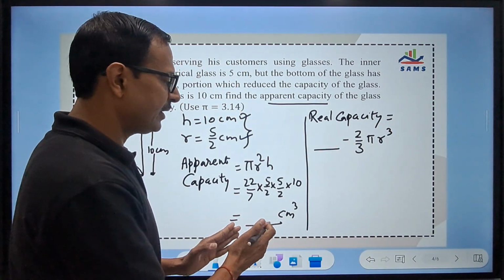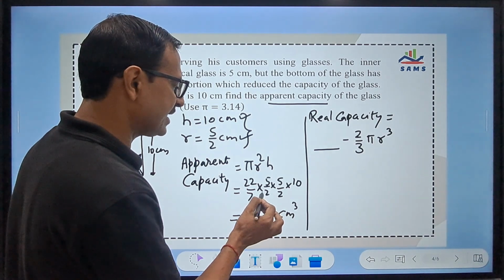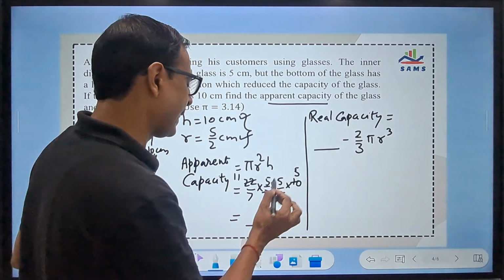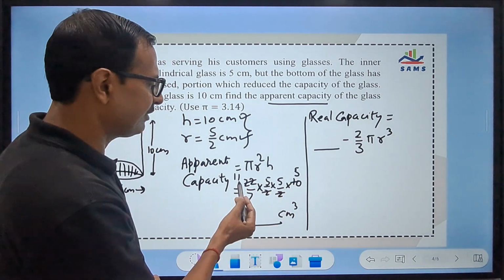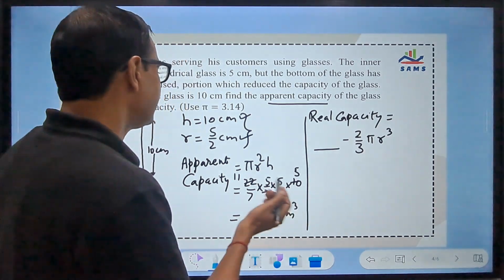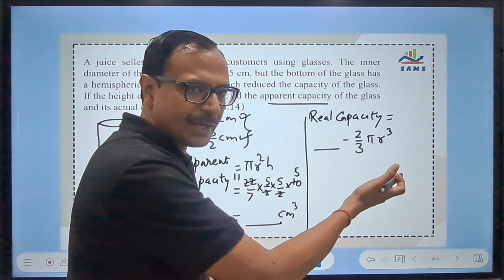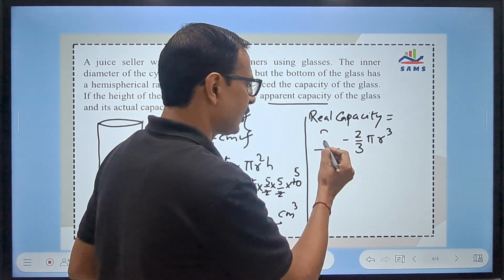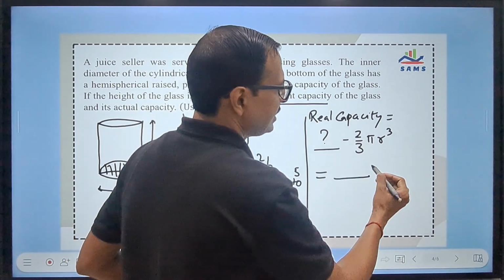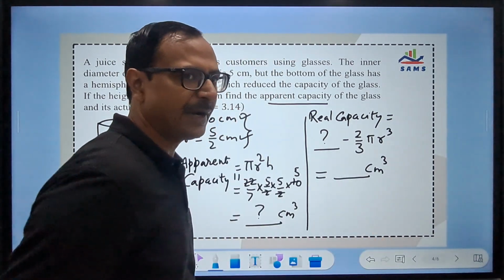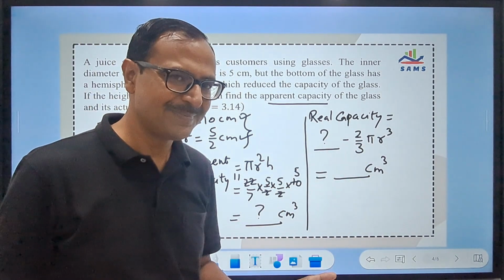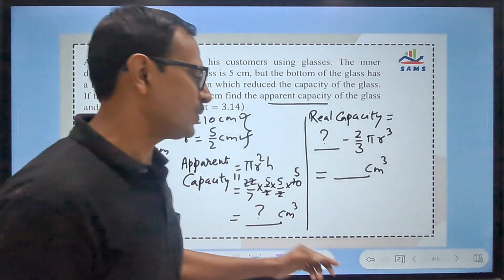This is already found here. So see, this is all getting cancelled. 2 is like this 11, and then this 2 is 5. So you get 5 into 5 into 5 into 11 by 7. So it simplifies your calculation more. The radius is 5 by 2, so we can find 2 by 3 pi r cube also, and then subtract it from this value which we obtained here. You will get the real capacity in centimeter cube. So mind you, real capacity is less than the apparent capacity, right? So this is how you solve this question.